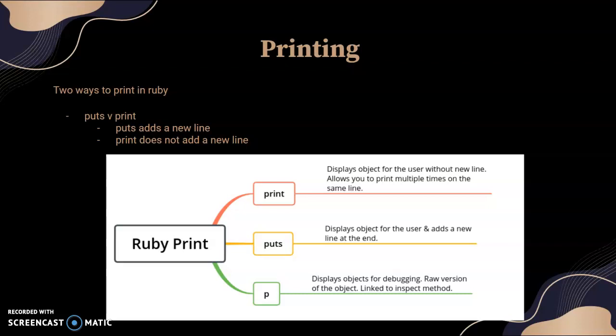So far in these 6 weeks I've learned how to print. I've learned about different types of variables and the different operators in Ruby. In Ruby, there are two main ways to print. You have the puts function and the print function. The main difference is that puts will add a new line, whereas print won't.